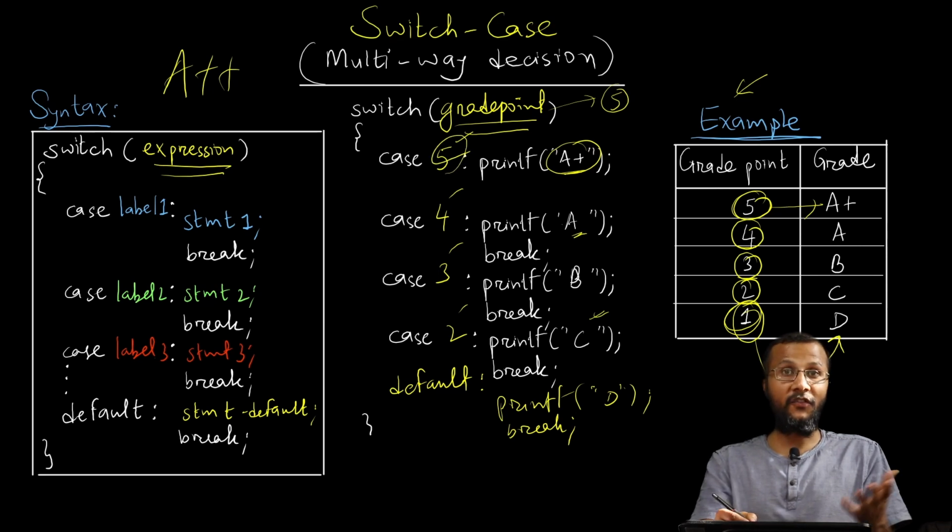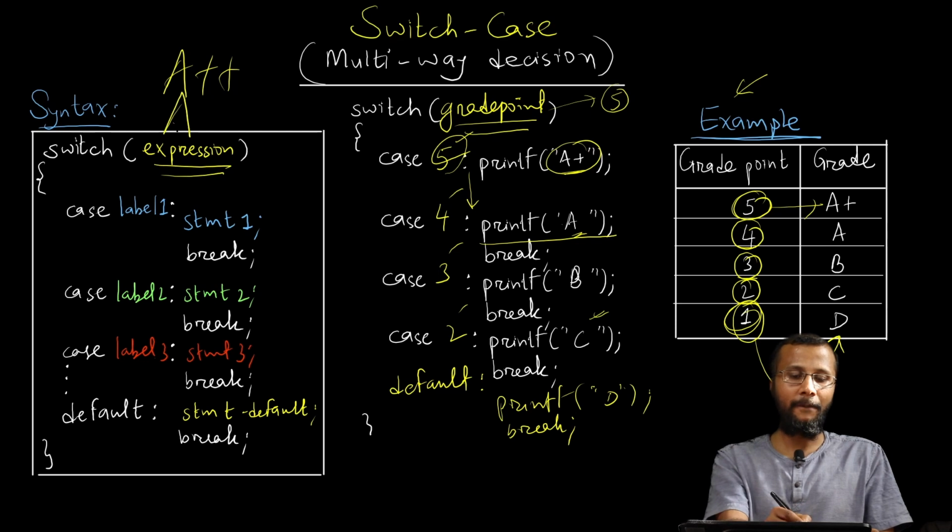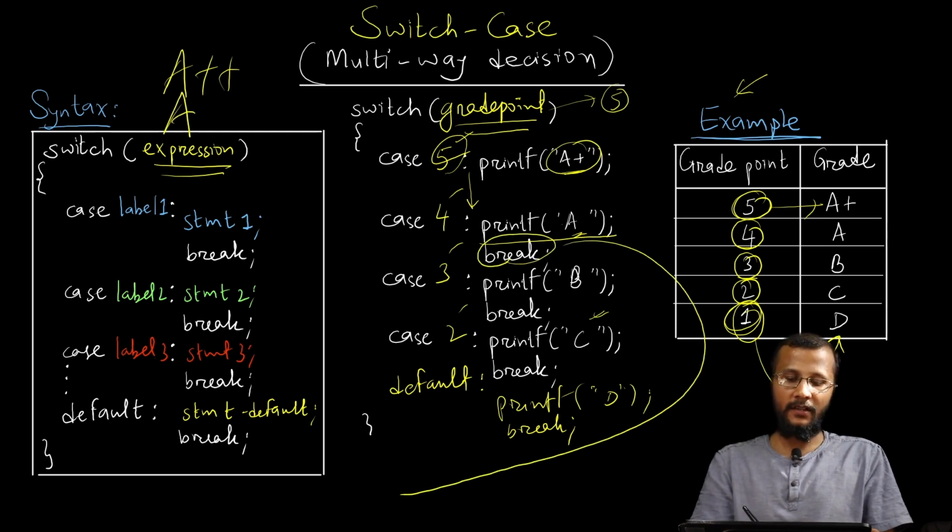Now it will not find break. So what it is going to do is, it will come down. It will see the next statement here is printing A, so it will also print A. Then it will find break. Only then will it come outside of the switch case. So this is not a valid output. Therefore, having a break is very important in switch case.